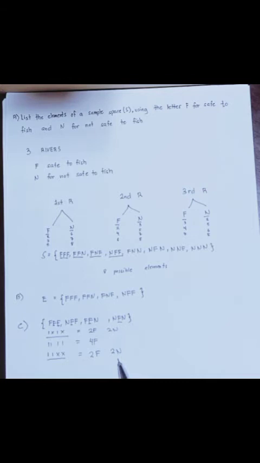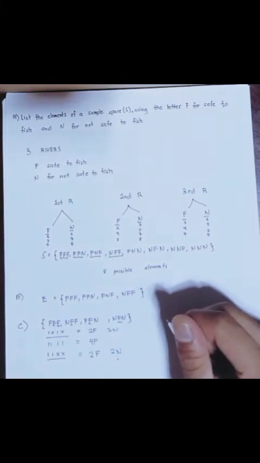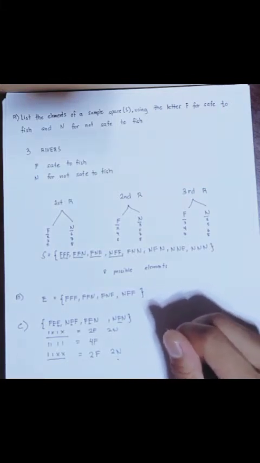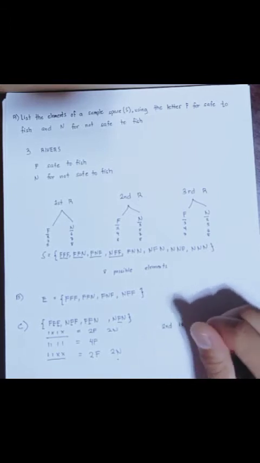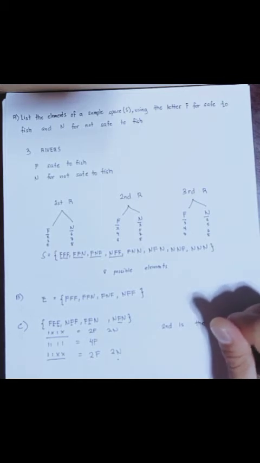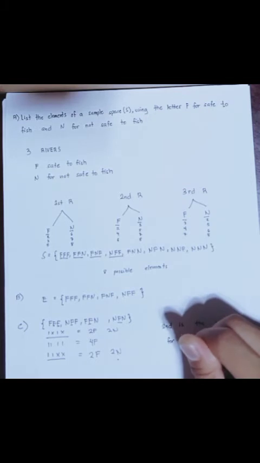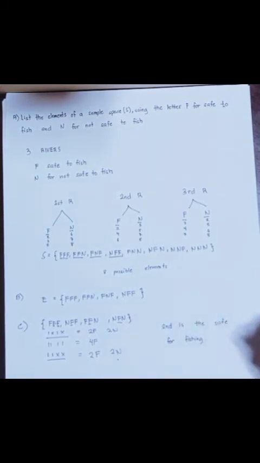So as you can see, the second river is safe for fishing, as it implies that the second river is F, F, F, F.